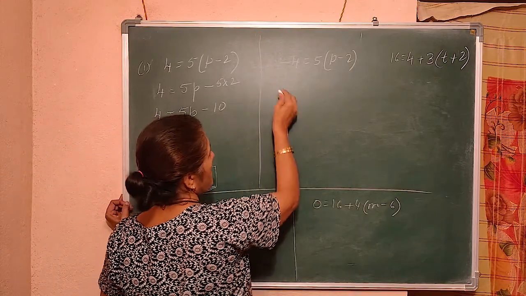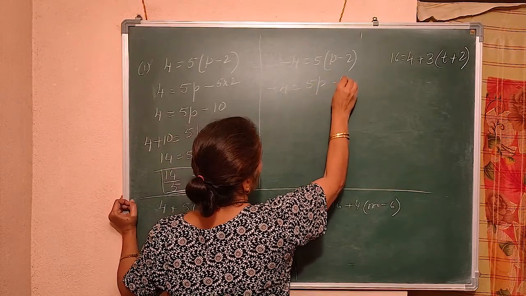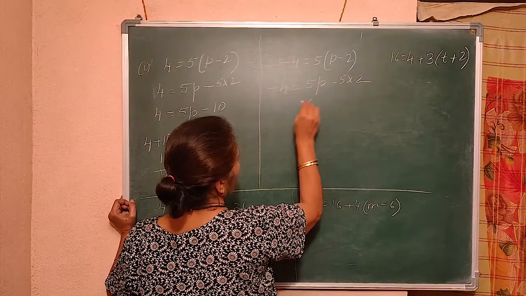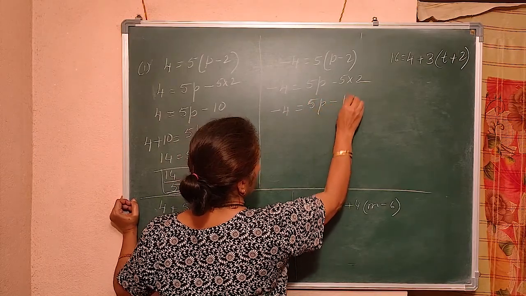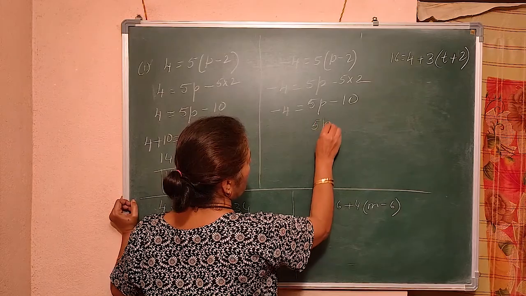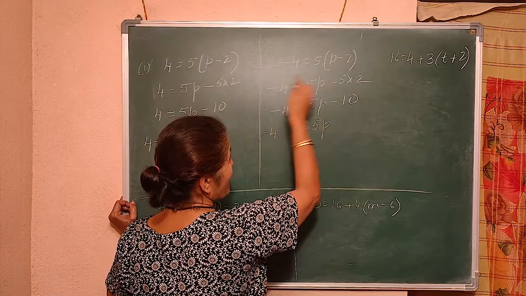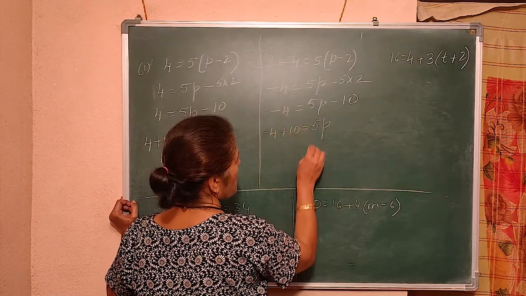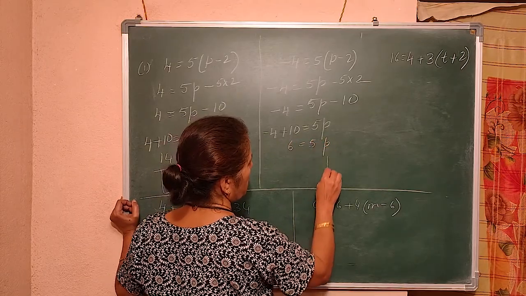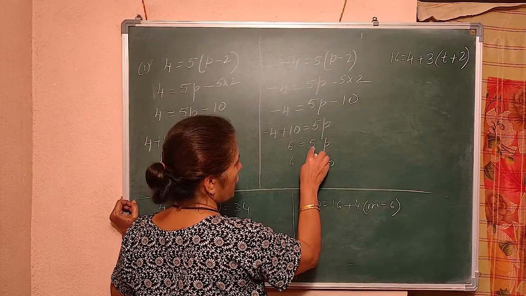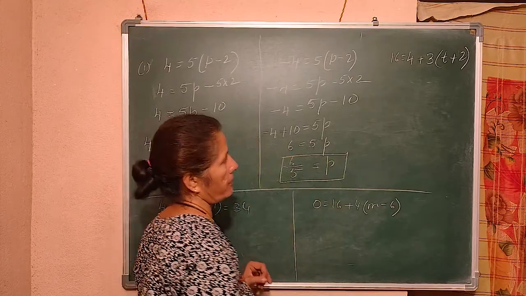What is the second one? Minus 4 is equal to, take out the bracket, 5p minus 5 into 2. So minus 4 is equal to 5p minus 10. I want 5p, let it be here, it is positive, let it be there. Minus 4, minus 10, you take this side, plus 10. So 10 minus 4 is 6, is equal to 5p. So p is equal to 6 divided by 5. Here it is multiplied. P is equal to 6 divided by 5.